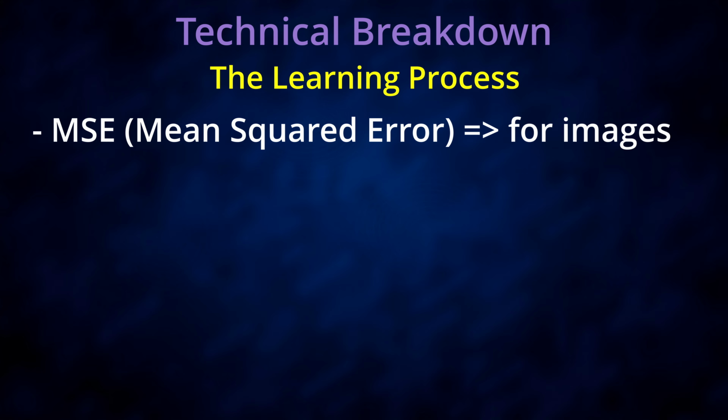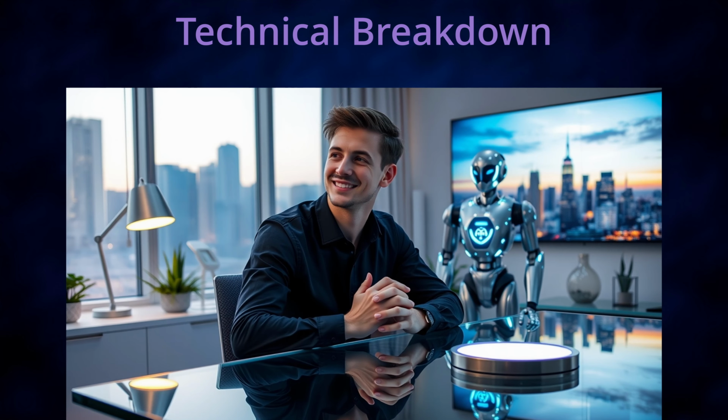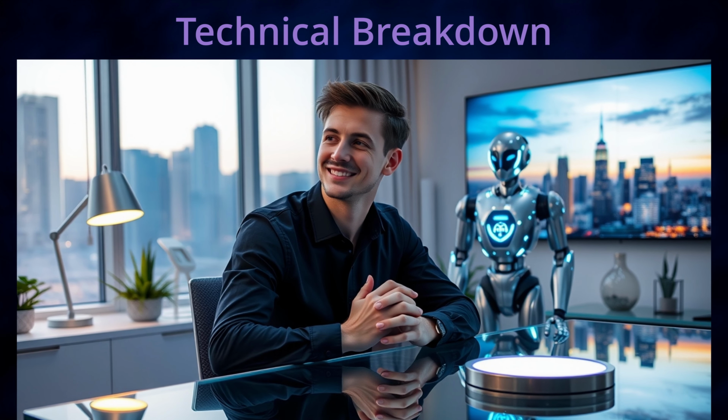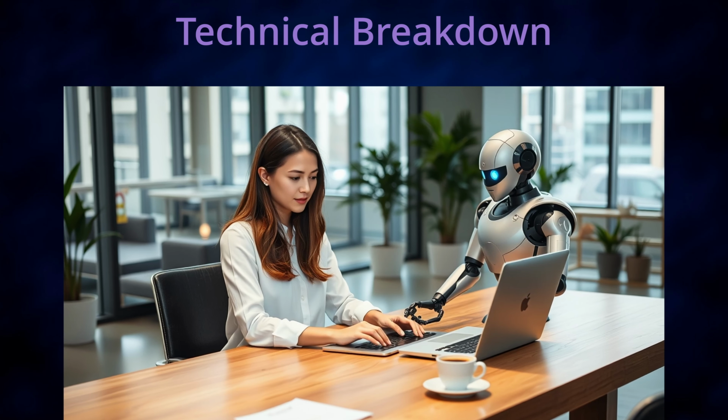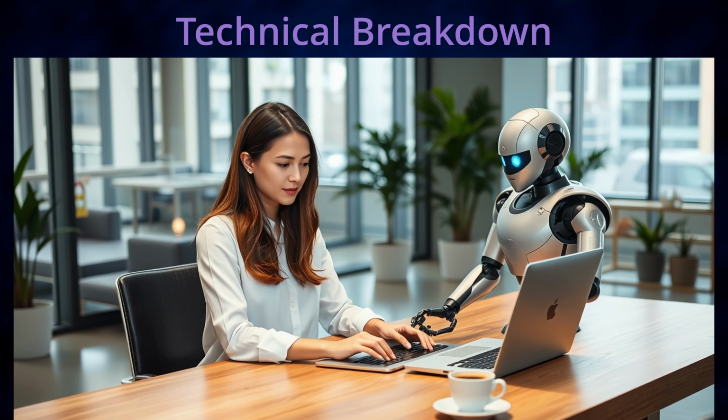The learning process. The network tries to minimize the reconstruction loss. Common choices: MSE, mean squared error, and binary cross entropy. The network updates itself to reduce this gap. If the encoder throws away too much, the decoder fails. If it keeps everything, the model memorizes. The magic is in the balance.